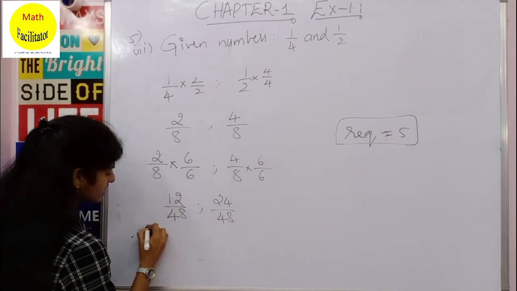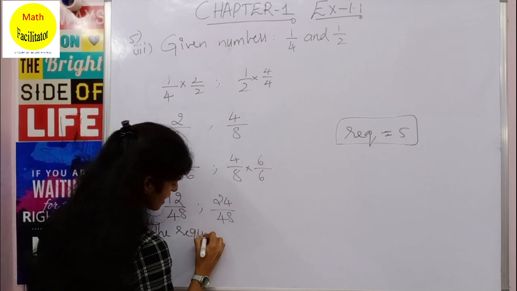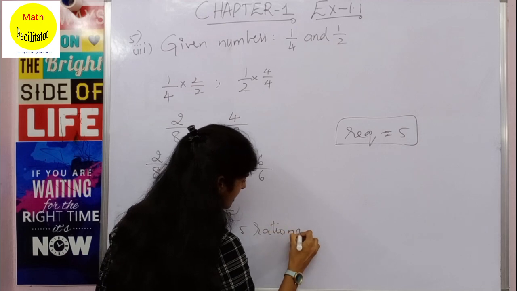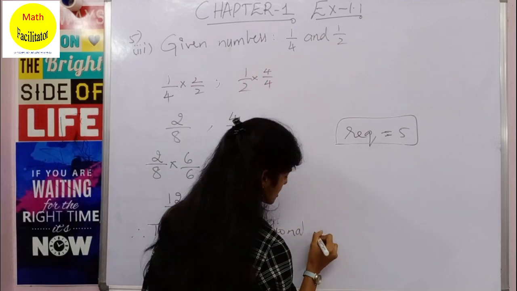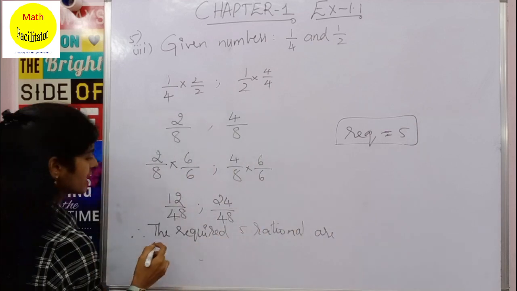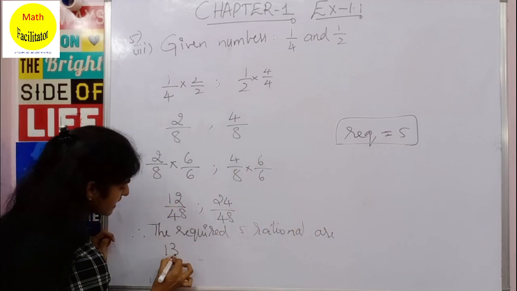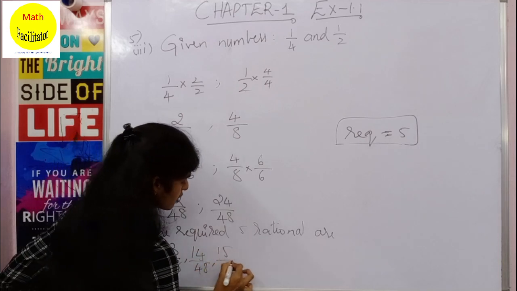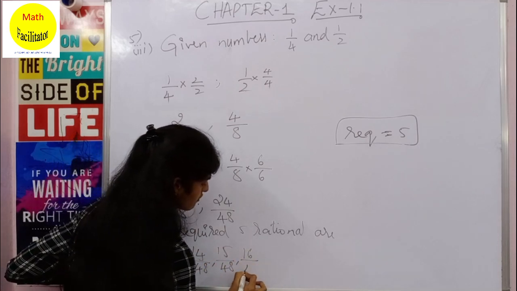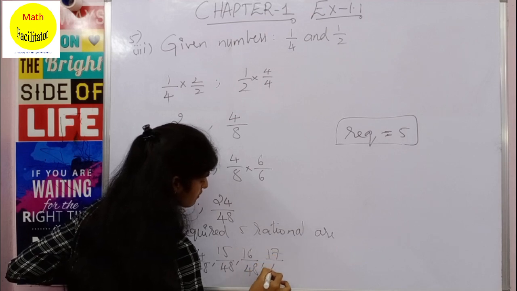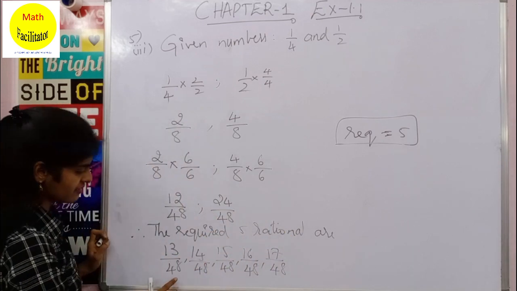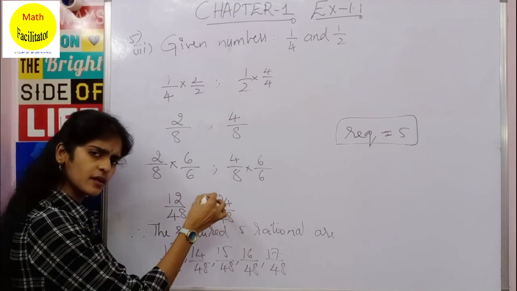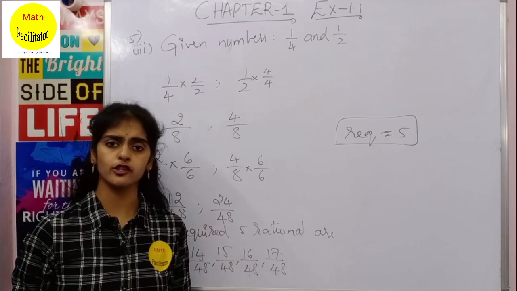So the required 5 rational numbers between the two given rational numbers are, so what are they? After 12 upon 48 you can write 13 upon 48, 14 upon 48, 15 upon 48, 16 upon 48, 17 upon 48. I hope you have completed 5, 1, 2, 3, 4, 5, right? So we'll leave it here. But still you can see there are many more. From 17 till 24 you have many rational numbers.